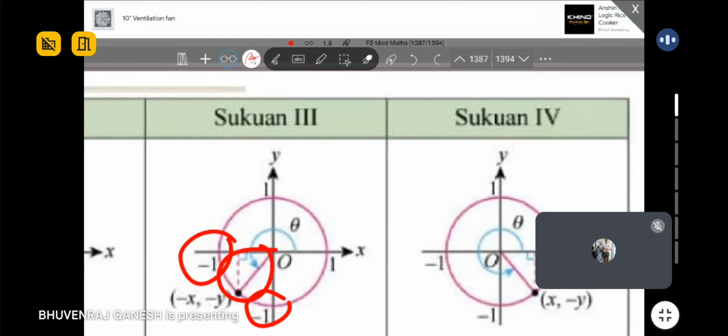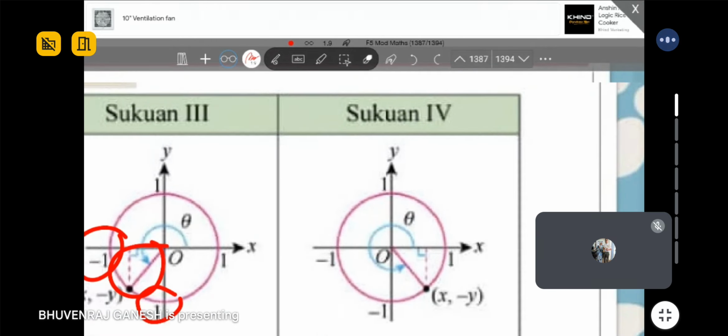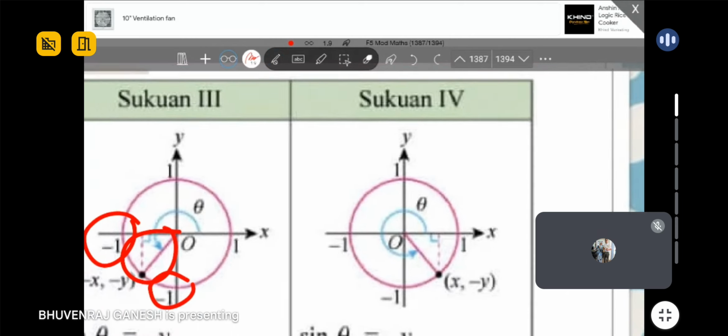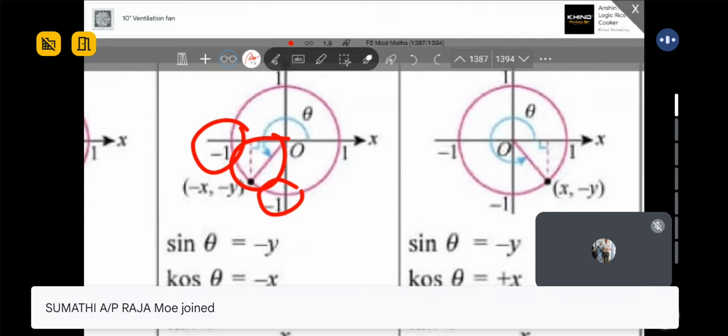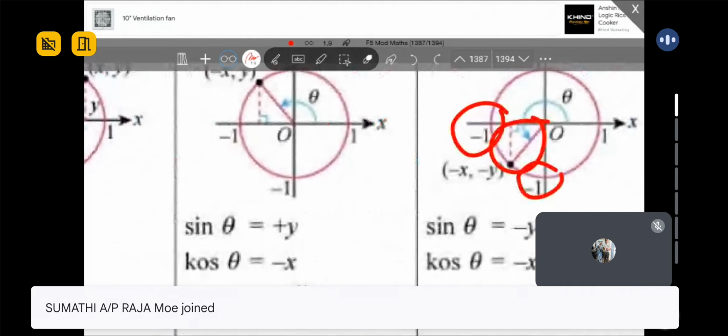Okay? Okay. How about quadrant 4, guys? Which one positive, which one negative? Yang mana nilai kamu positif, yang mana nilai kamu negatif? X atau Y? So X kena positif, Y kena negatif. Betul? Berdasarkan segitiga kamu. Okay, based on your triangle. Okay? Are you all clear, guys? Understand? So this is how we get all the formula.